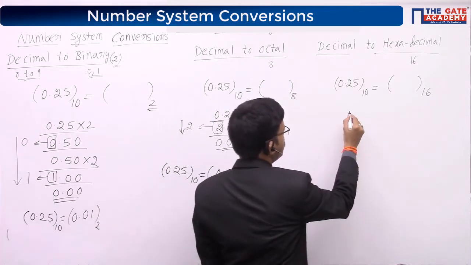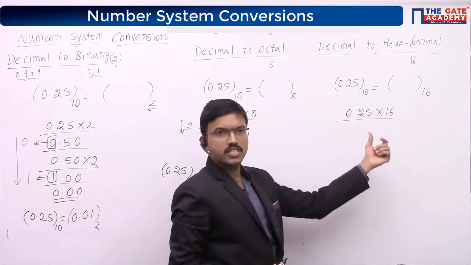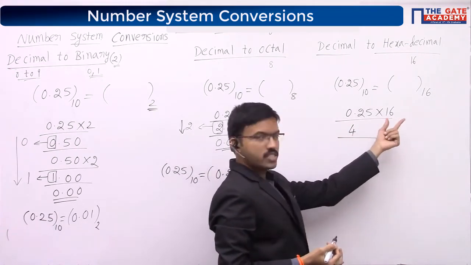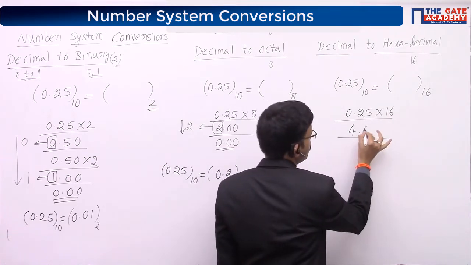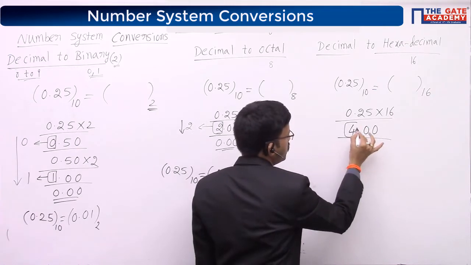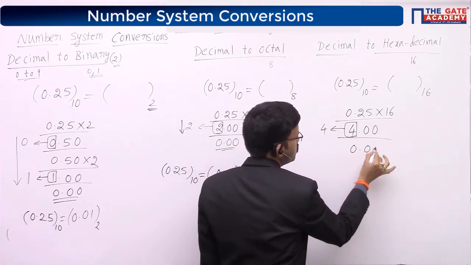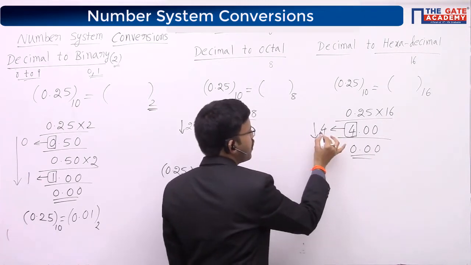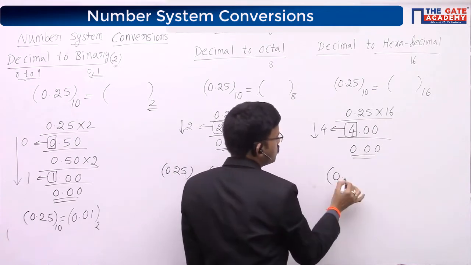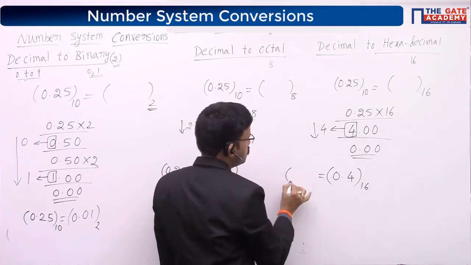Here we have to do repetitive multiplication with 16. 0.25 into 16 is 4. See, 0.25 is nothing but 1 by 4. 1 by 4 into 16 is 4, right? So you will get 4.00. Here I will take this 4. After taking that 4, here it will be 0.00, so I will stop the process. I will put this 4 after the radix point. 0.4 base 16. This is nothing but 0.25 base 10.